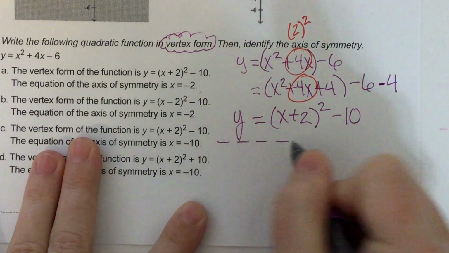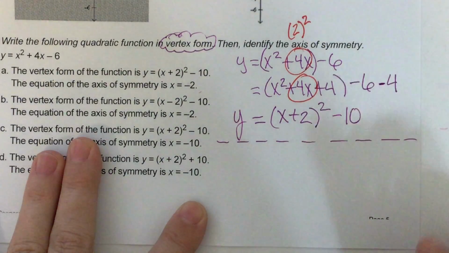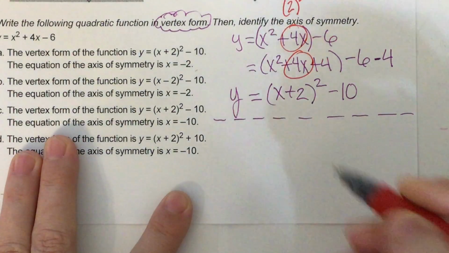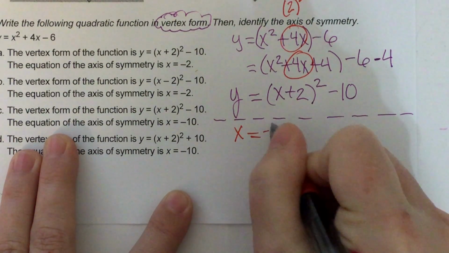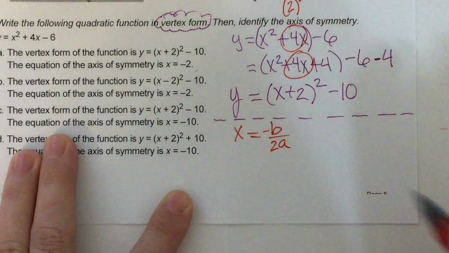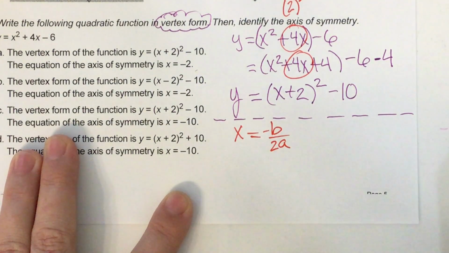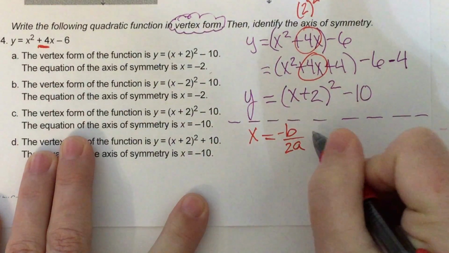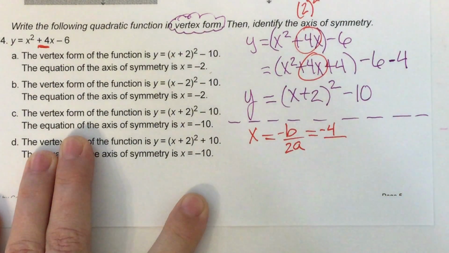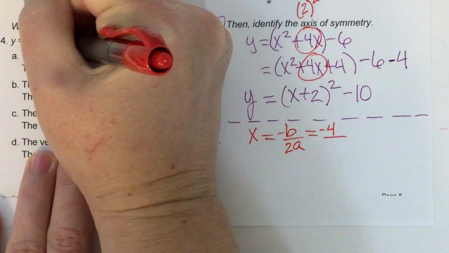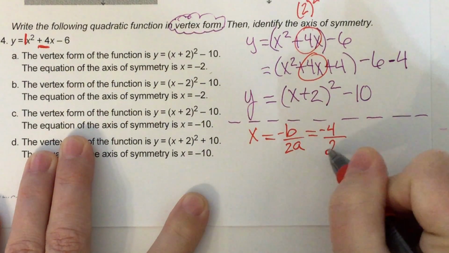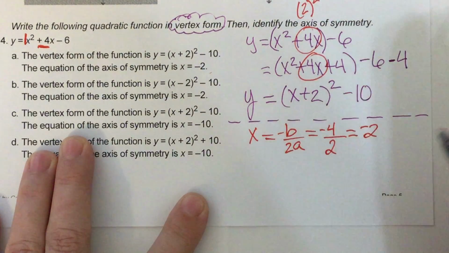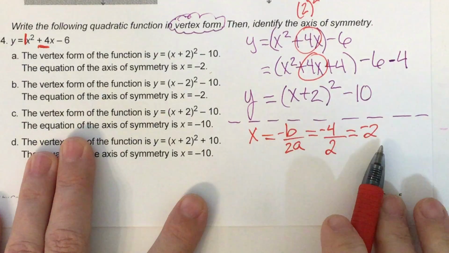Okay, I'm going to do it a second way, just in case somebody was taught differently. Not that long ago, you were taught this formula to find the axis of symmetry. So you take the opposite of b. The opposite of a positive 4 is negative 4. And then you take 2 times your a. My a is a 1, so 2 times 1 is 2. If I divide, I get negative 2. So I know my axis of symmetry is x equals negative 2.